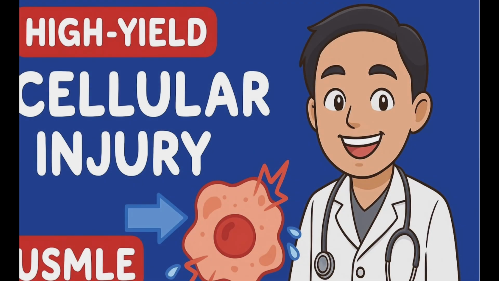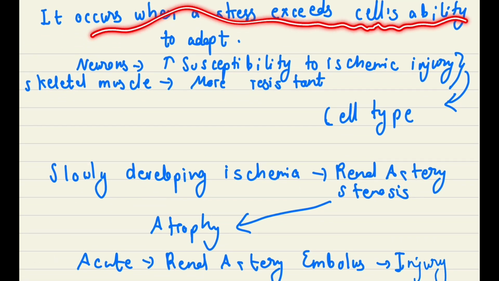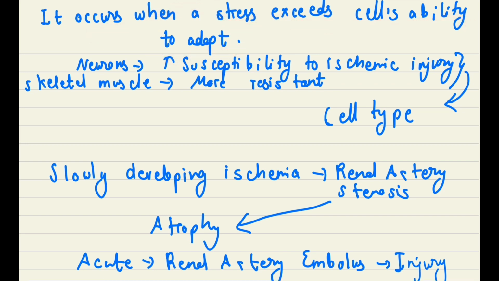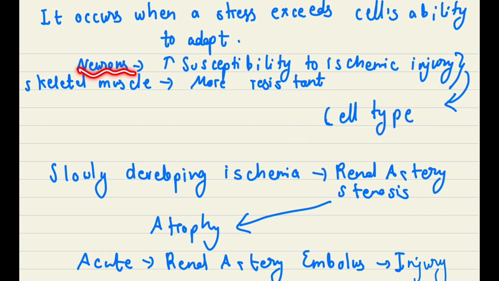Our topic is cellular injury. Let's start it. It occurs when there is a stress and it exceeds the cell's ability to adapt. It depends on the type of stress, its severity, and the type of cell affected. By cell type, I mean if it's a neuron, then there is increased susceptibility to ischemic injury. If it is skeletal muscle, then it is relatively more resistant.